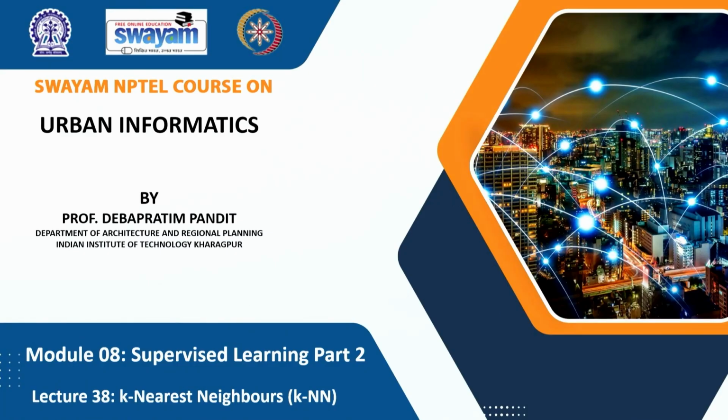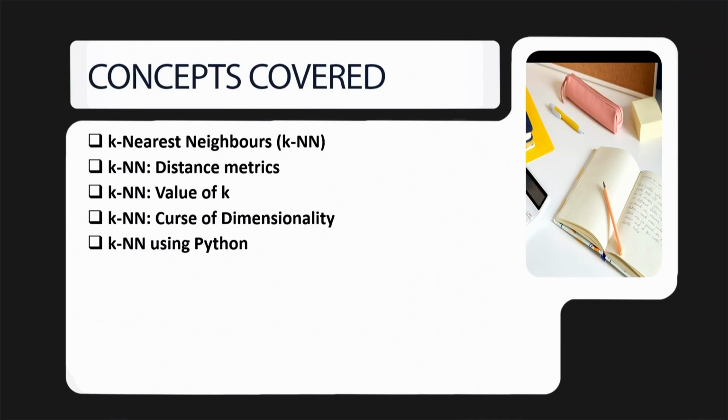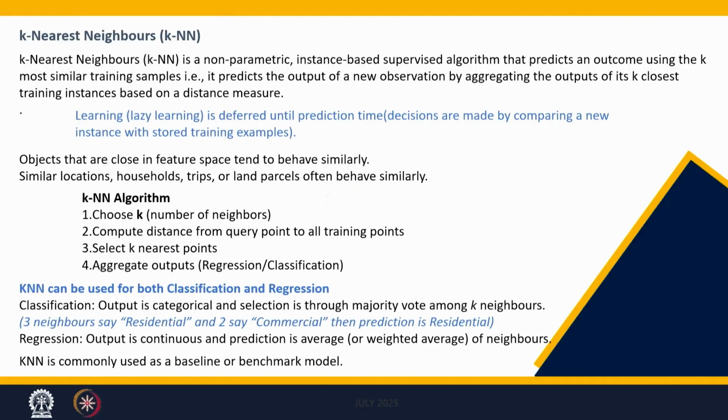Welcome back. In lecture 38, we will talk about the k-nearest neighbors algorithm. The concepts that we will cover will be on the algorithm itself, and then we will talk about the different ways we can use this algorithm. We will learn about the distance matrix, the value of k. We will also talk about the curse of dimensionality, and finally we will demonstrate this particular algorithm using Python.